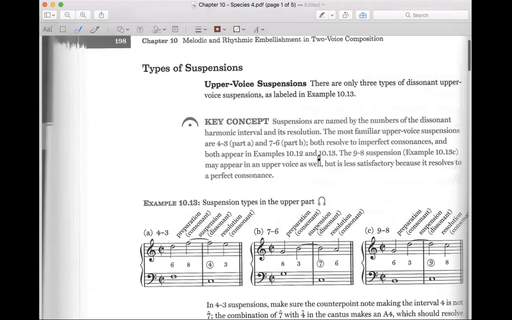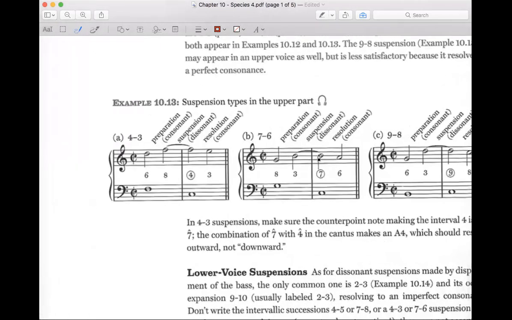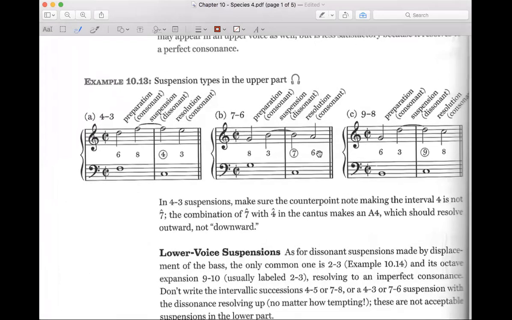Okay, so let's look at 3 examples here, and even without reading, we could just look at the notes themselves. So if I just looked at the figures alone, we have a 6th, octave, 4th, 3rd. So at the most basic level, what am I looking at? Well, I see a dissonance here. I see a consonance here.